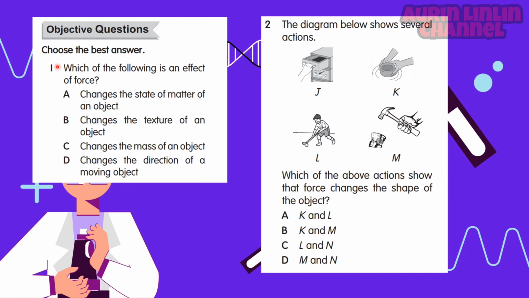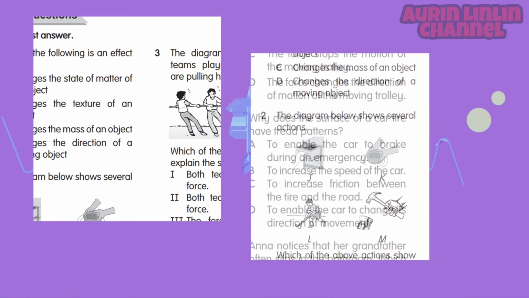Objective questions. Choose the best answer. 1. Which of the following is an effect of force? The answer is D. Changes the direction of a moving object. 2. The diagram below shows several actions J, K, L, M. Which of the above actions show that force changes the shape of the object? And the answer is B, K and M.